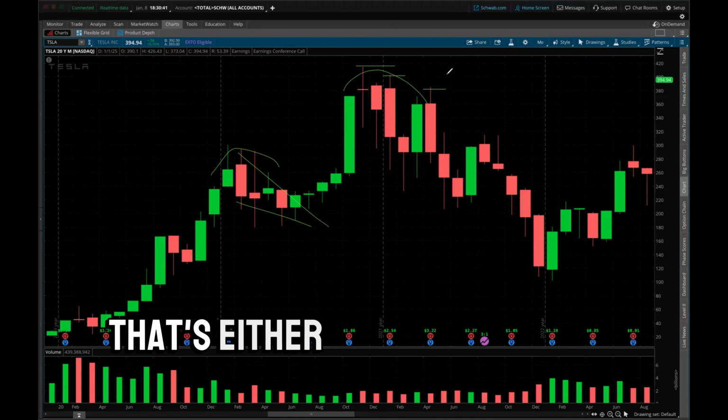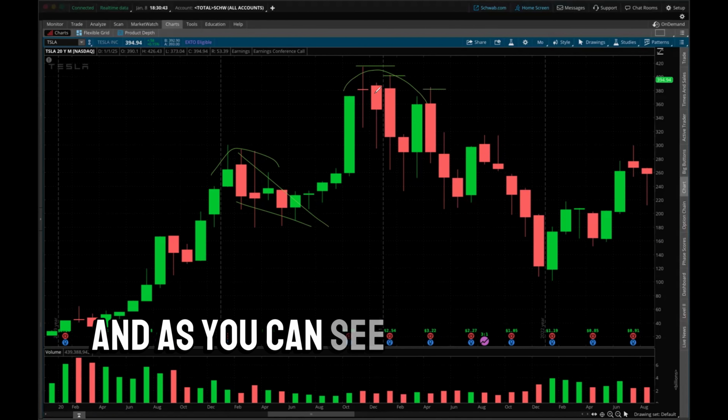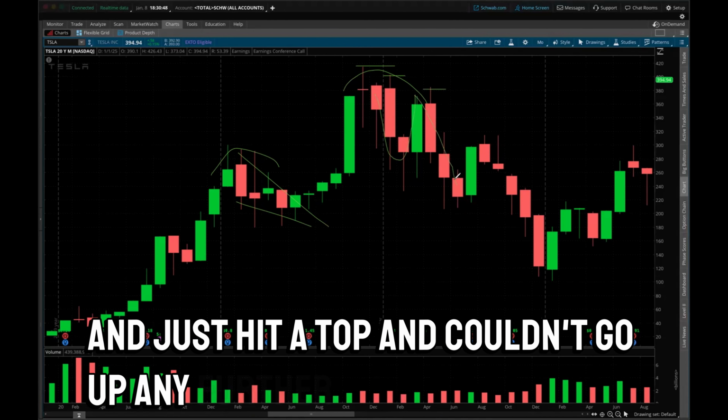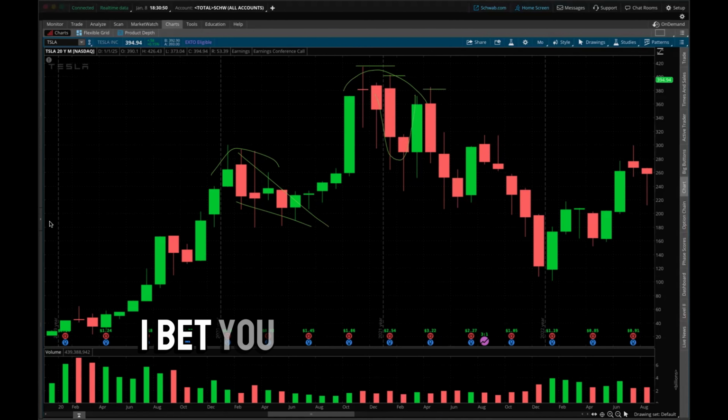That's either good news or bad news. And as you can see, this thing kind of swirled down, pushed up, and just hit a top and couldn't go up any further. So that's a great short as well. I bet you there's a head and shoulders in that move too. And then right here on the right, another shoulder.